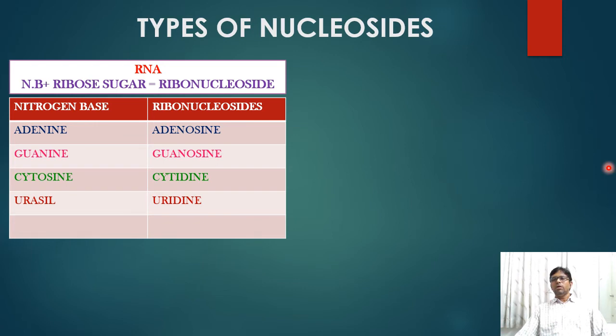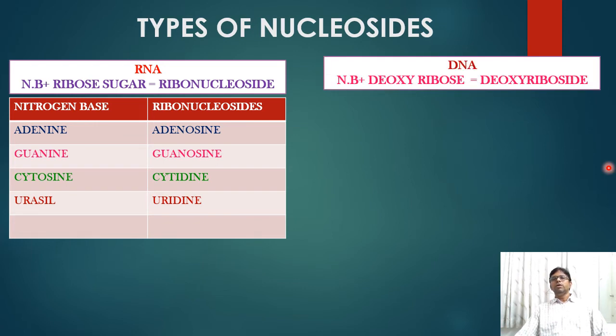Let us discuss the nucleosides found in DNA. In DNA, the sugar is deoxyribose sugar. When deoxyribose sugar binds with a nitrogen base, it forms a nucleoside, that is deoxyriboside. In RNA, it is ribonucleoside, whereas in DNA it is deoxyribonucleoside, as the sugar is deoxyribose sugar. Here also four different types of deoxyribonucleosides are found in DNA.